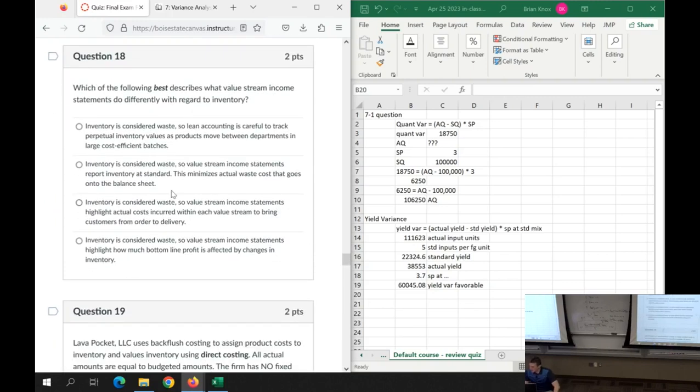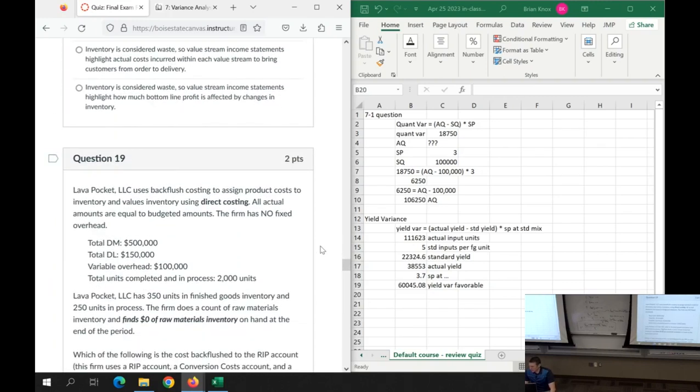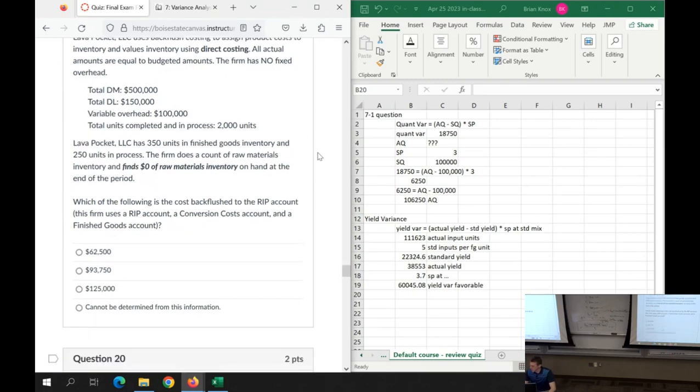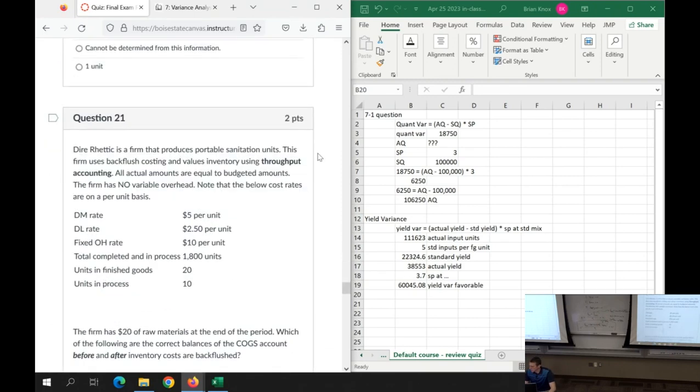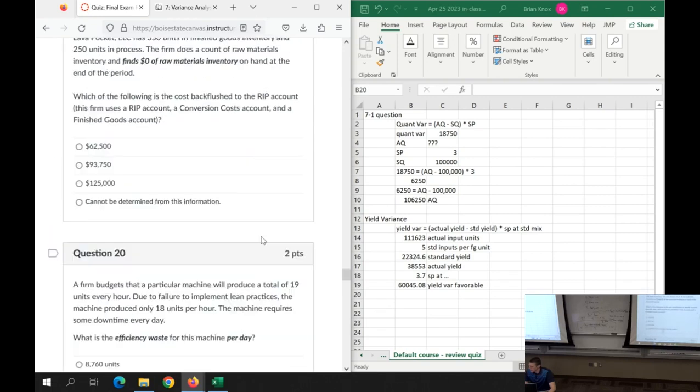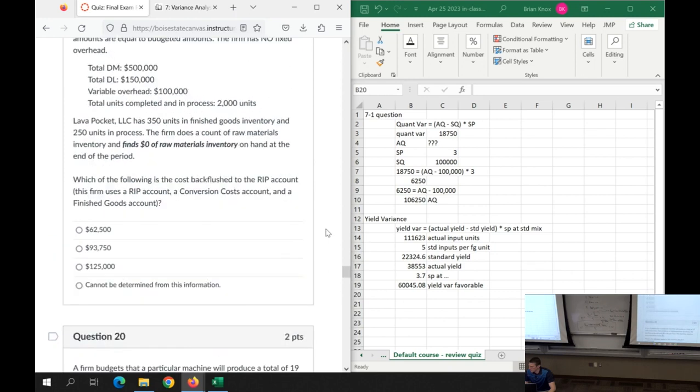All right, so let me skip over this for a second. We can come back to it if you want. But let's make sure we hit some of the backflush questions, which was a request, right? So here's a direct costing backflush question. I think we'll probably find a throughput accounting backflush question a little later. Yeah, there's a throughput accounting backflush question. So we'll make sure we hit these two in particular. We can probably get this one in as we go along.